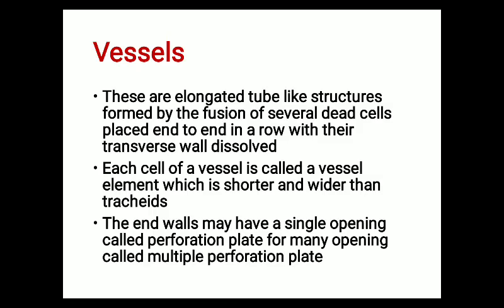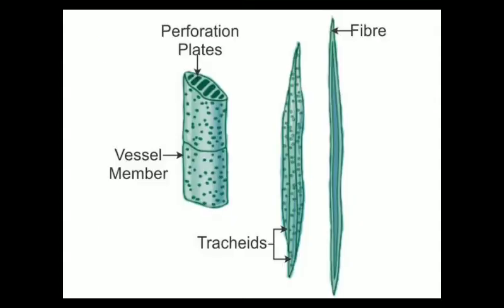Each cell of vessel is called a vessel element, which is shorter and wider than tracheids. So these individual cells are known as vessel elements, and they are smaller and wider than tracheids.